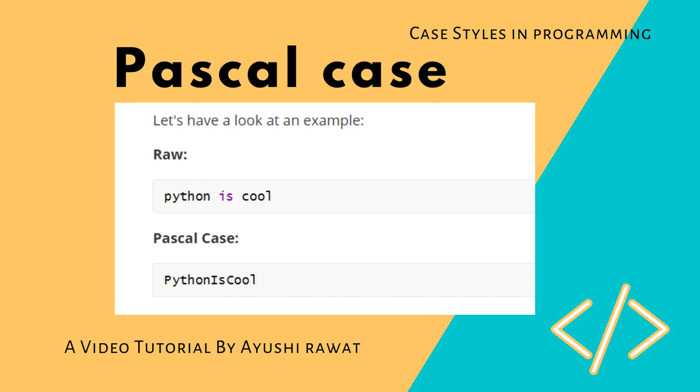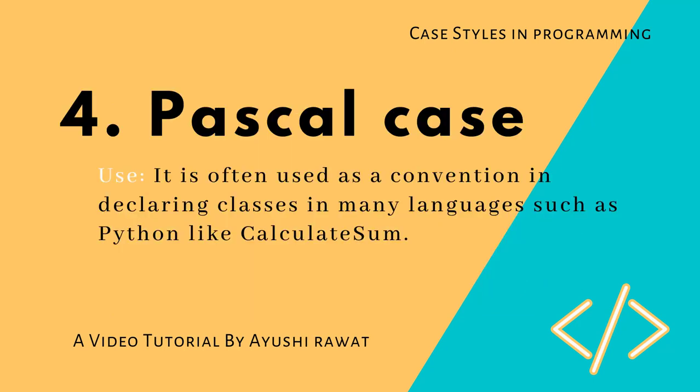Say the raw example is Python is cool. Here, we have used Pascal case by capitalizing all words. It is often used as a convention in declaring classes in many languages. Say in Python, for example, if we want to calculate a sum, then we can name the function as calculate sum.